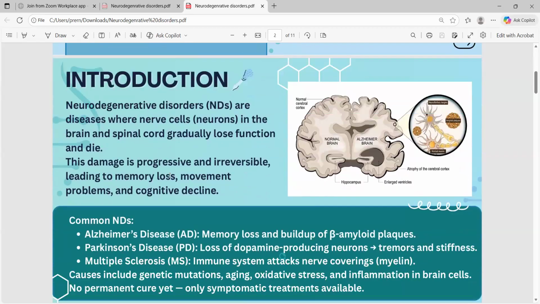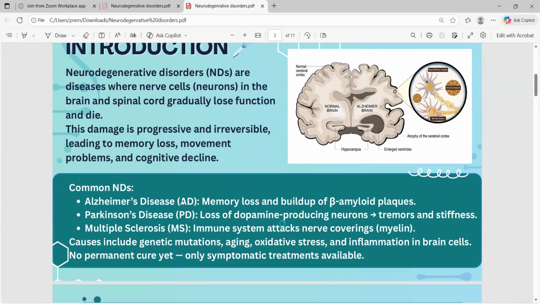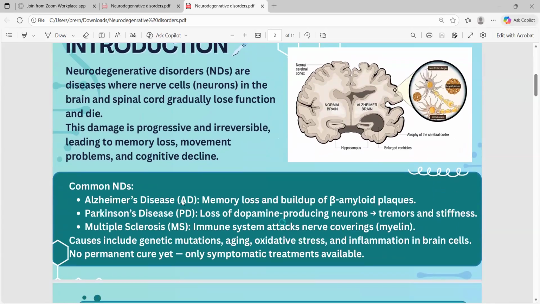Firstly, we will learn what neurodegenerative disorders are. These are diseases where nerve cells in the brain and spinal cord gradually lose function and die. This damage is progressive and irreversible, leading to memory loss, movement problems, and cognitive decline. And there are many types of these diseases: Alzheimer's disease, Parkinson's disease, and multiple sclerosis.